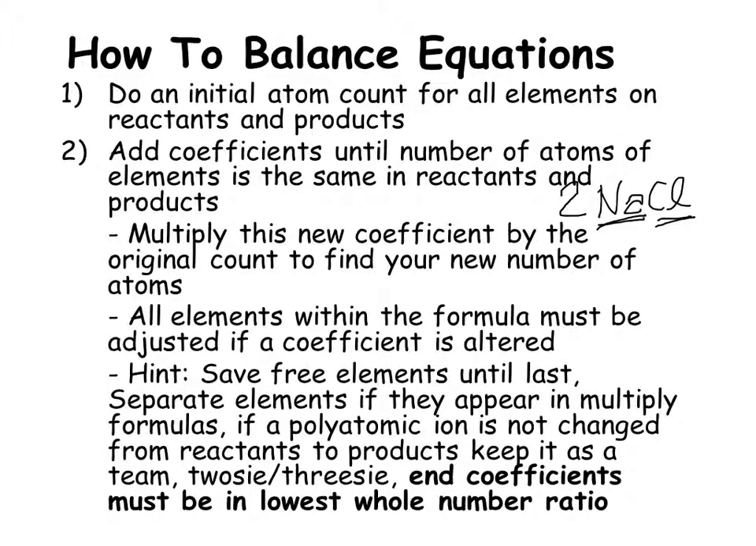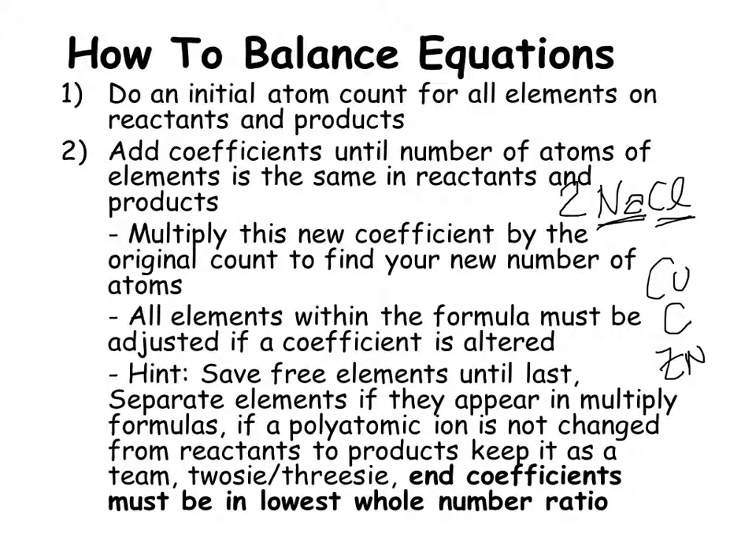And then when you adjust all the elements in the formula, now you're going to have to do a new count. And here's some hints to help you do this. Save any free element. So if there's an element that stands by itself, say copper or carbon or zinc or whatever, as long as it's not bound to something else, it's called a free element. Save those until last to balance, because they're the easiest ones to balance. Because when you put a coefficient in front of them, there's no other element in their quote compound to get affected, because they're the only one.